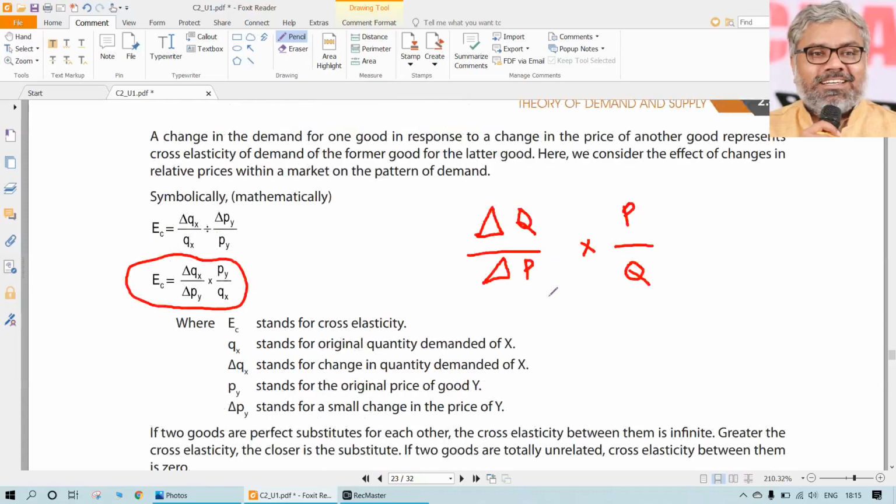Now we want cross elasticity. Now understand what it is that we are talking about. Here, there are two commodities. Let us say, once again, for example, X and Y.